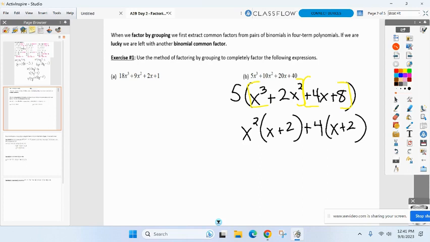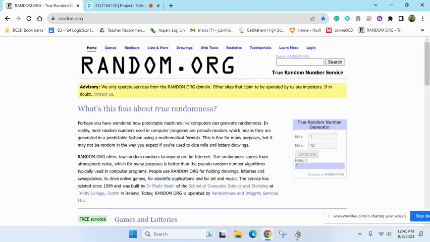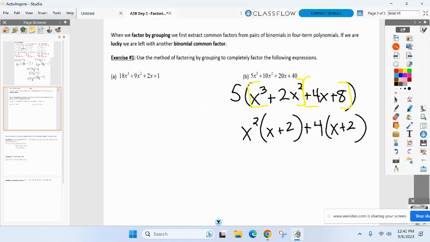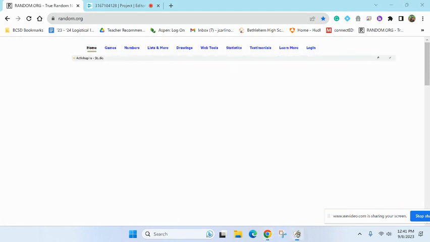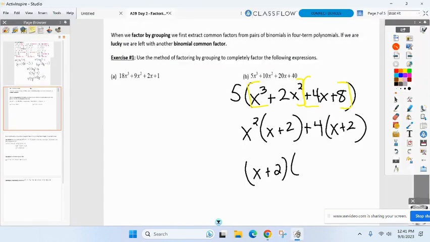All right. Finish grouping. Emma, what's in common in both sides? X plus 2. Good. The x plus 2 I'll take out. And then what's left over when I divide each side by x plus 2 or take it out? 1. Max, what do you got? X squared plus 4. Remember, don't forget about the 5. Bring down the 5.